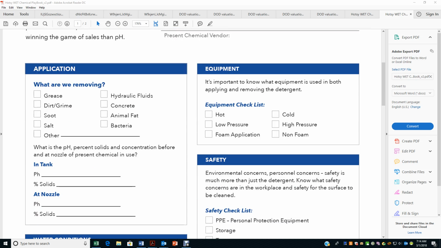Basically, we start with the application. We want to know what we're removing. Is it grease? What kind of grease? Dirt, grime, soot, salt, anything else that we're trying to remove in this particular application. Then, using pH strips, we want to know what the pH is of the detergent in the tank that's being used now for this application, and what it is at the nozzle, and the percent solids, for which we'll use a hydrometer to understand the concentration of the detergent that's presently being used.